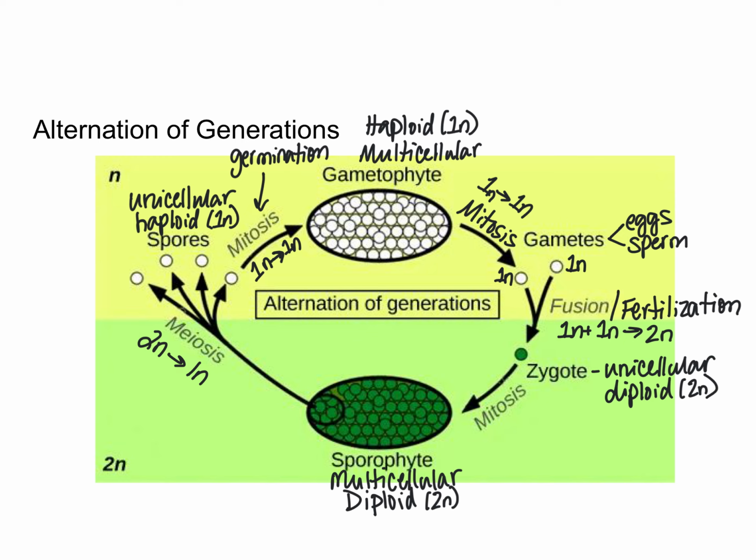It can then go through mitosis. And so the cells that are diploid are going to produce more diploid cells. And those diploid cells are going to form a sporophyte, which is multicellular, and all the cells are diploid. And this cycle continues on and on and on.